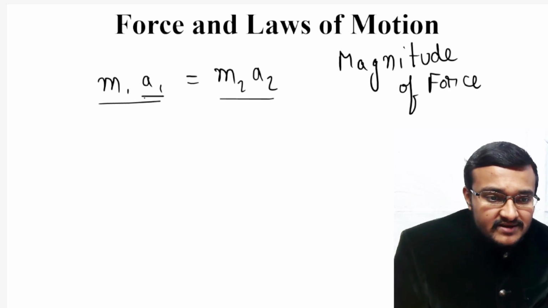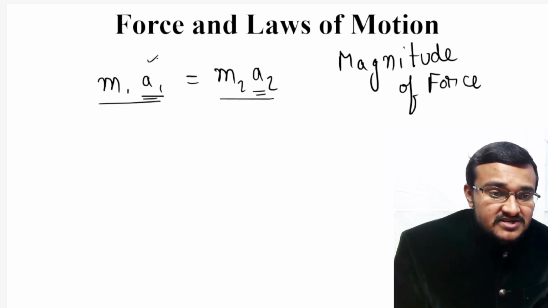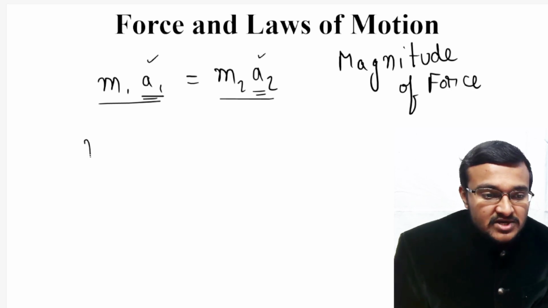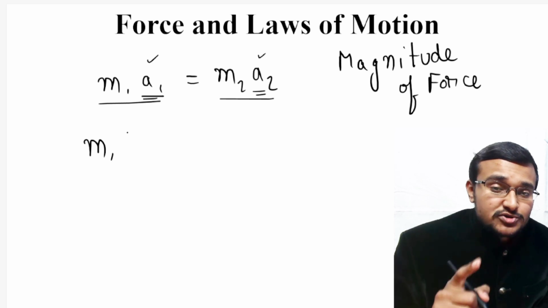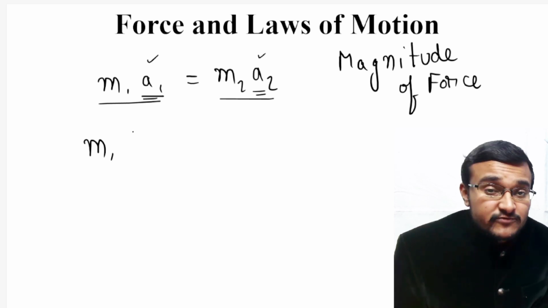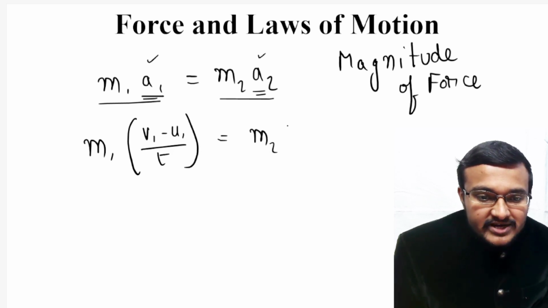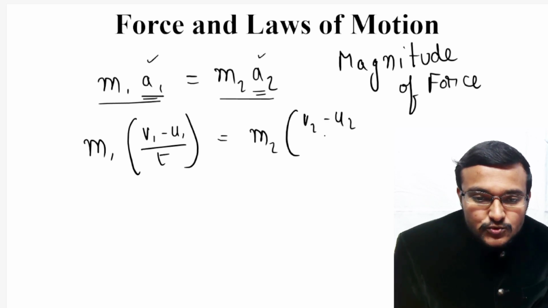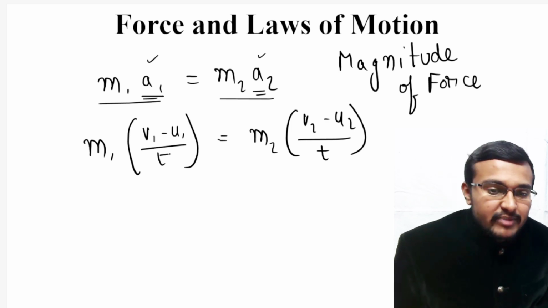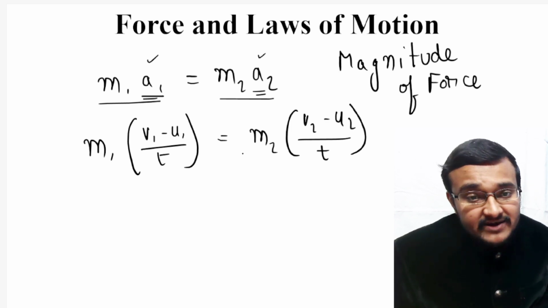So now here a1 is acceleration 1 and a2 is acceleration 2. Acceleration is change in velocity, and here also acceleration is change in velocity. So now we will substitute using equation of motion 1. a is always equal to (v minus u) by t. So here m1 into (v1 minus u1) divided by t is equal to m2 into (v2 minus u2) divided by t. Here time is the same but masses are different.